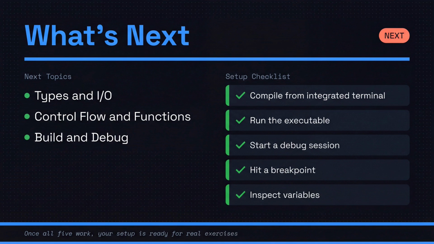Now, what to learn next? The IDE helps you work faster, but the language fundamentals and build model still matter more than editor features. Continue with types and I/O to learn about variables, strings, and input-output. Then, control flow and functions for conditionals, loops, and function design. Then, build and debug to deepen your understanding of the compilation pipeline. Setup is done. The real learning starts now.